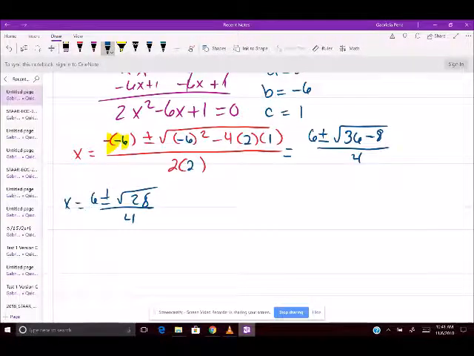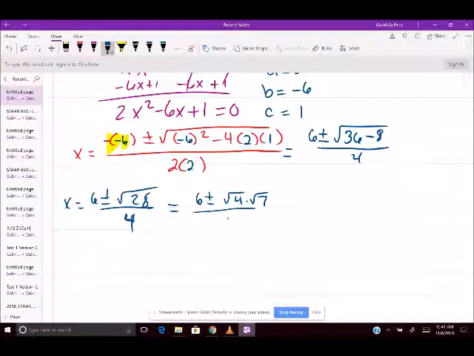Now, a problem like this, I need to see if I could reduce, simplify. So when you have a square root of 28, the square root of 28 could break up into what? 7 and 4. So the square root of 4 times the square root of 7. But what is the square root of 4? 2 square root of 7 over 4.